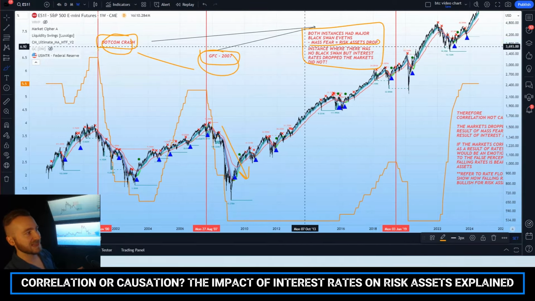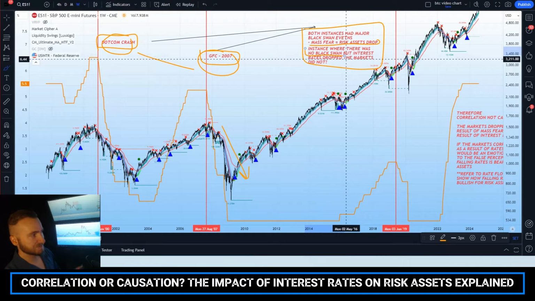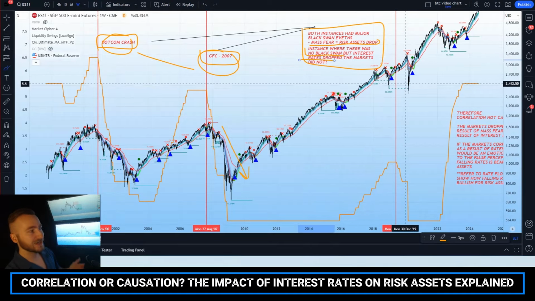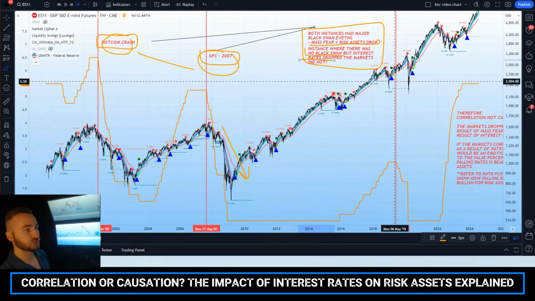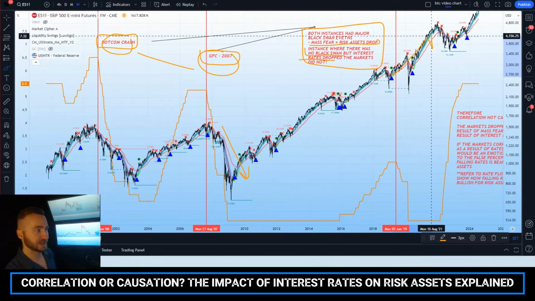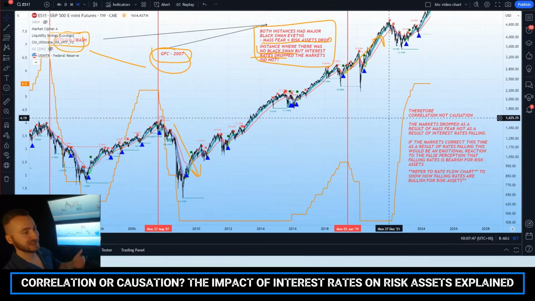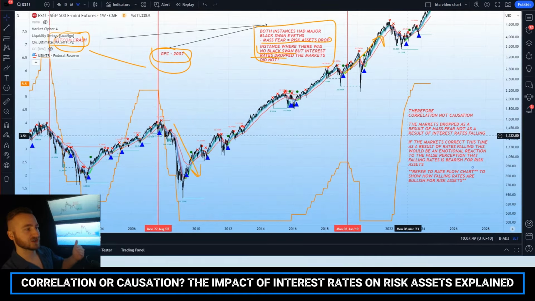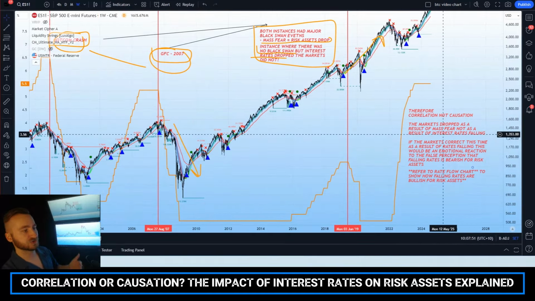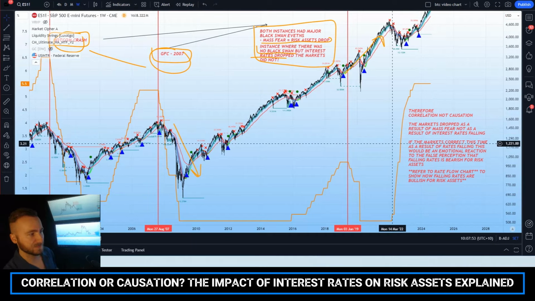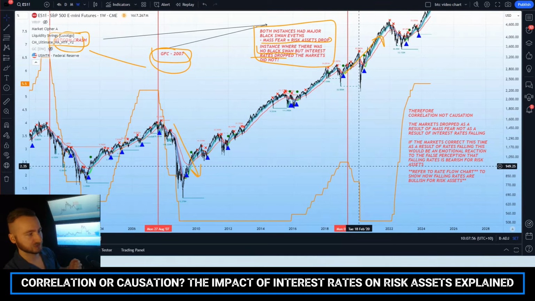The instance where there was no black swan event, but interest rates did drop, we did not see a major correction for the macro directional expectations for the markets. Therefore, what we notice is that this is a correlation, not a causation. The markets dropped as a result of the mass fear, not as a result of interest rates reducing.